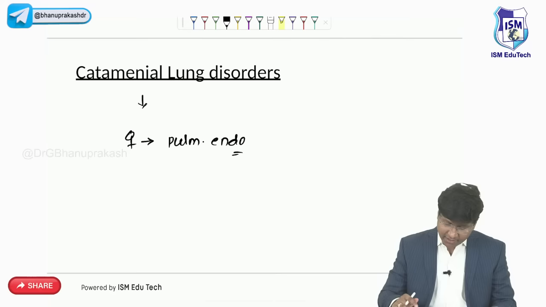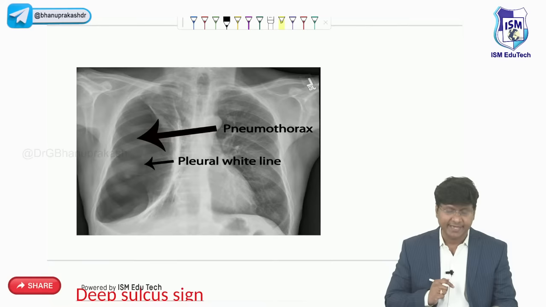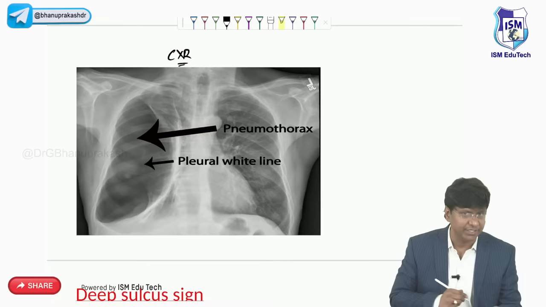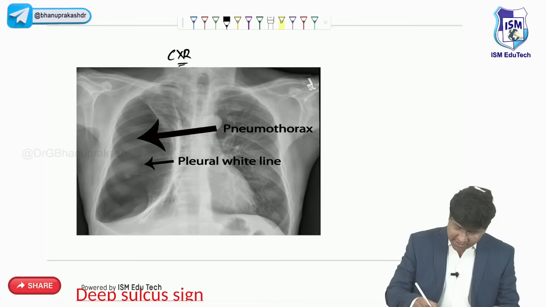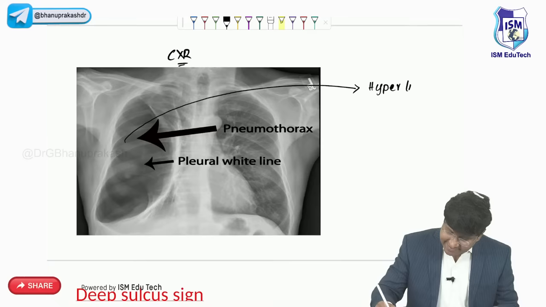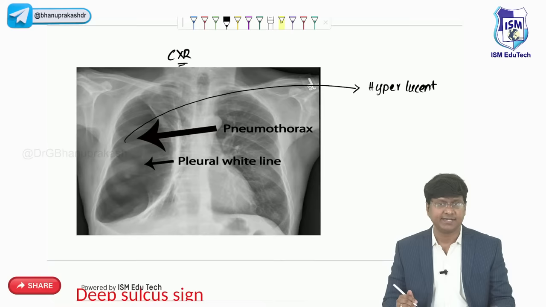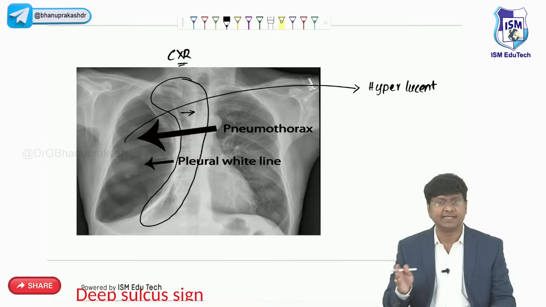And how will you diagnose pneumothorax? You will diagnose pneumothorax by doing a chest x-ray. So what will the chest x-ray show? It will show hyperlucent lung fields. And what will happen to the lung? The lung will be collapsed. And what will happen to the mediastinum? The mediastinum or the trachea is shifted to the opposite side.